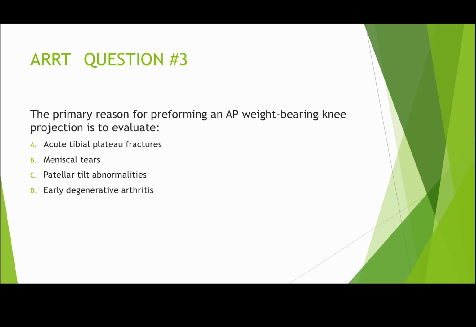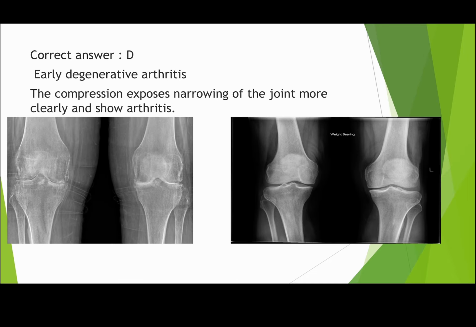And my third and final question. The primary reason for performing an AP weight-bearing knee projection is to evaluate. Correct answer is D. Early degenerative arthritis. The compression exposes narrowing of the joint more clearly and shows arthritis. As you see, this first image is an arthritic patient, while my second image is a healthy patient.